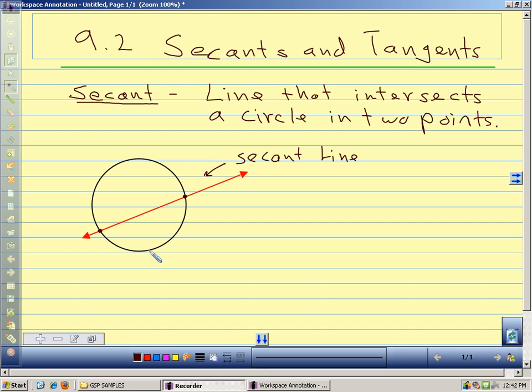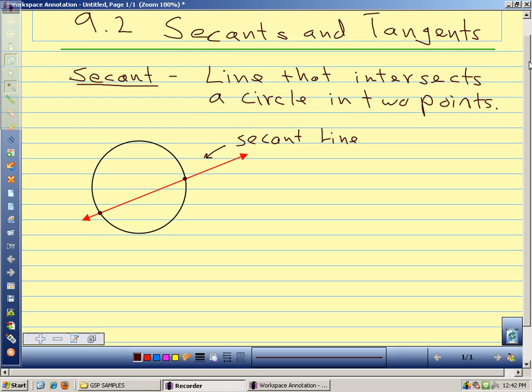And from yesterday, what do we call this segment that's between these 2 points that's inside the circle? What's the segment inside a circle that has its endpoints on the circle? Chord, there we go. So this is a chord. So a secant is a line, and inside the circle, the secant, between where it intersects the circle, is a chord. So this is our secant line. So that's one of the lines that we're interested in today.